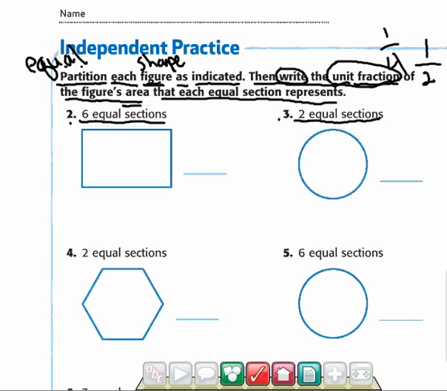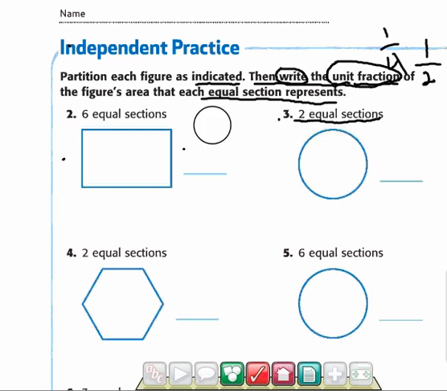Now, it tells us to look at each figure's area. So that means when we separate it into equal sections, we're going to look and see the area that was separated. What unit fraction does that equal? All right. So with all that being said, let's take a look at number 2.